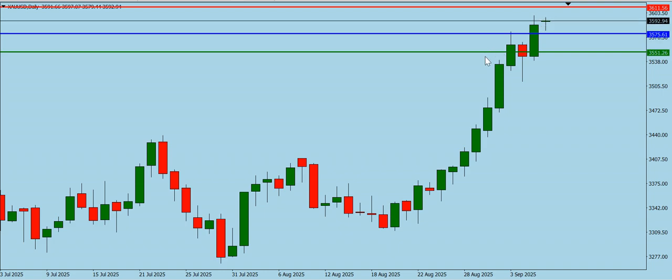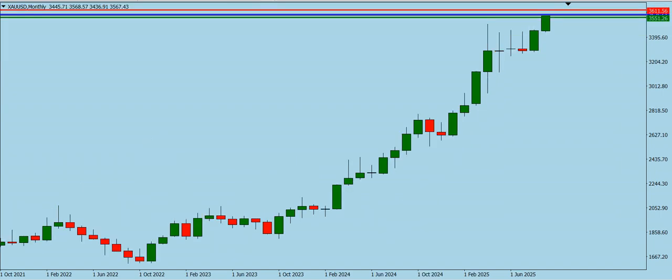But that's that for the price of gold in line with pivot analysis. Okay, let's take a look at what has happened on the monthly time frame.